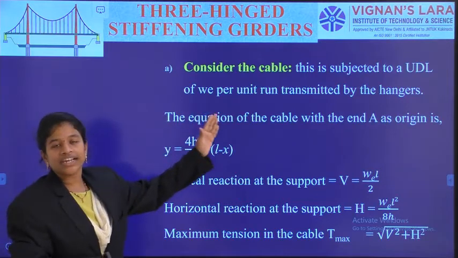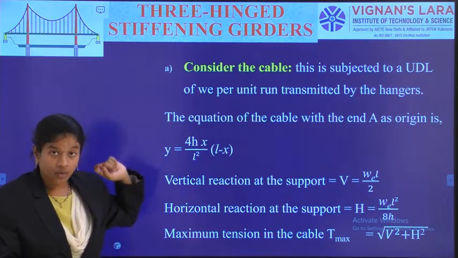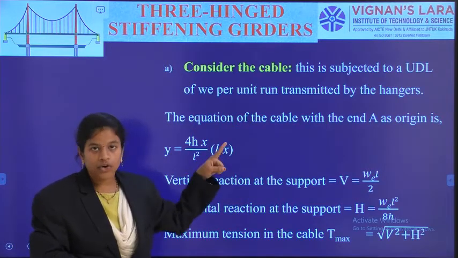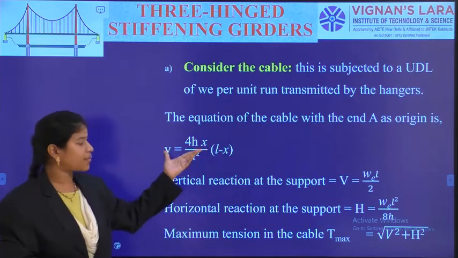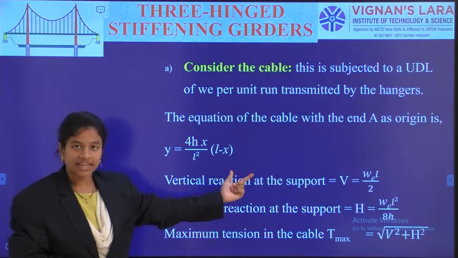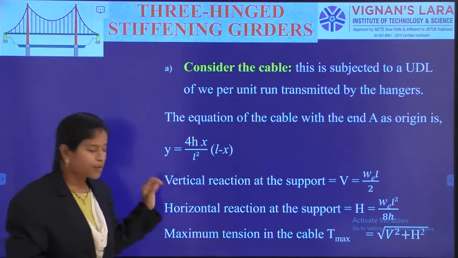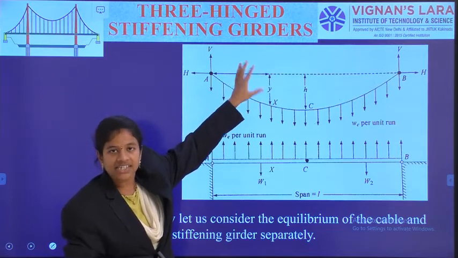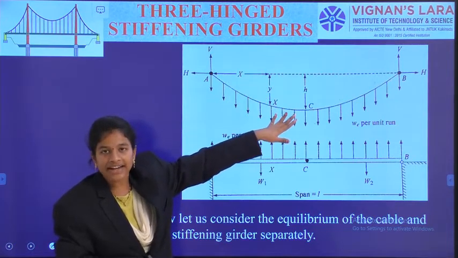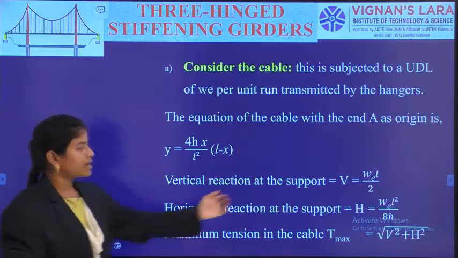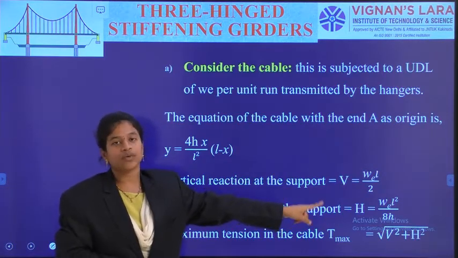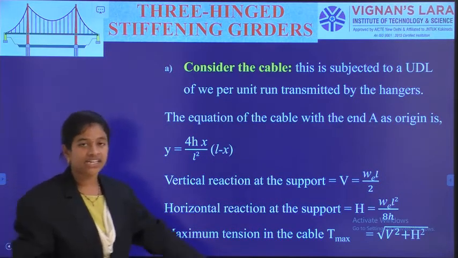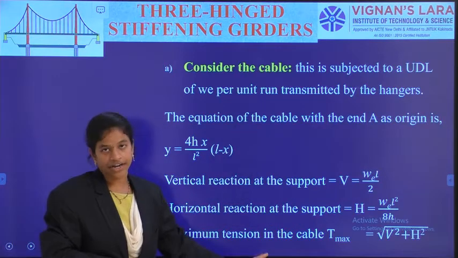And then individually considering the cable structure. As we have already said, when the loading is UDL, the shape will be a parabola. So as our load is WE UDL, the shape of the parabola is y equals 4hx by L square into L minus x. The vertical reaction at the support, when we observe the top segment, the cable equilibrium consideration with WE as the UDL acting on the cable, is V equals WE into L by 2, and H equals WE L square by 8H. Due to these two, the tension at the supports, the maximum tension, is equal to under root V square plus H square. These conditions we have already discussed.